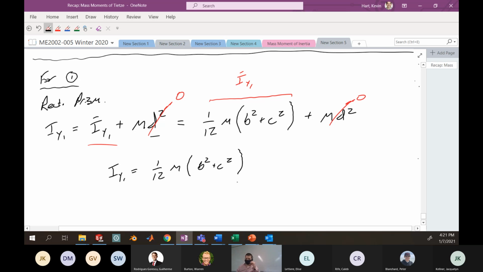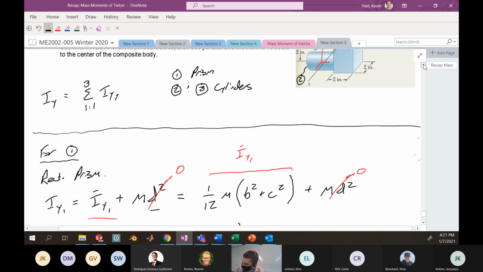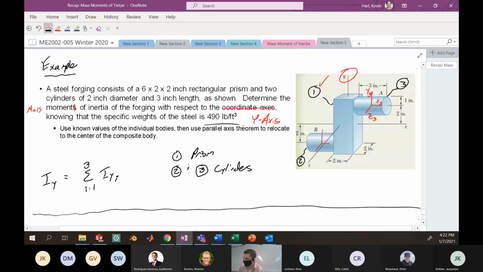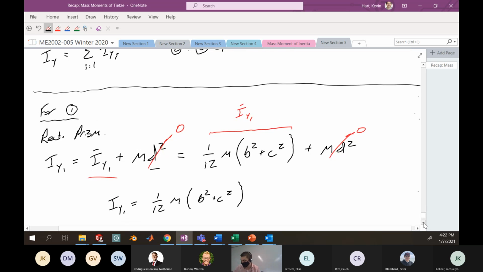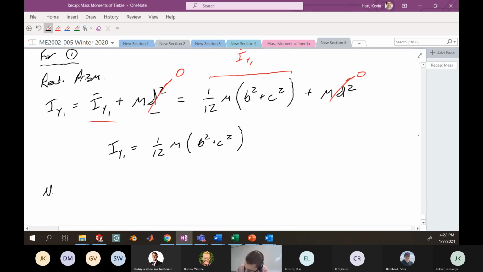All right, but I still have some issues here, and that is, I don't, at this point, know the mass of my rectangular prism. So we need to calculate that. In the problem statement, we're given the specific weight of this particular steel, 490 pounds per foot cubed. So if we figure out the volume of our rectangular prism, we can convert and get the weight of this prism and then use the gravitational constant to get the mass of this prism. All right, so we need mass.